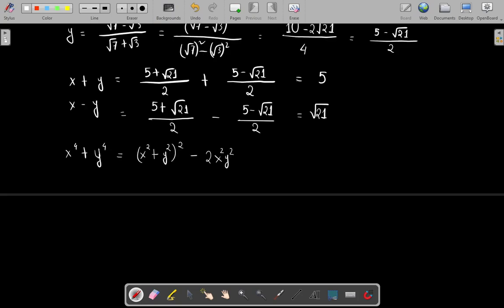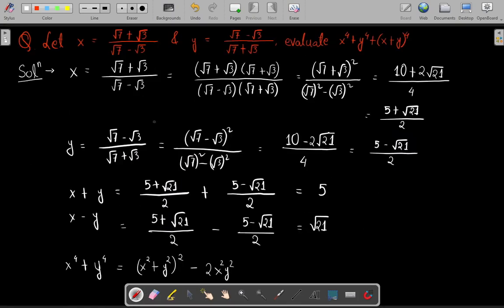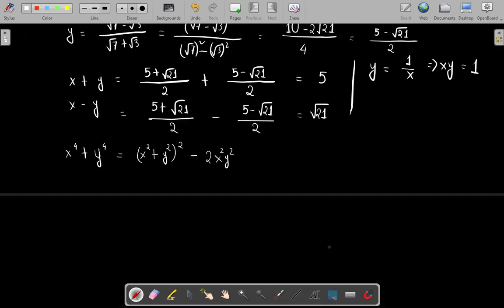So now if we go above, x plus y is 5, x minus y is root 21. Also, one thing we have to note is that x is (root 7 plus root 3) upon (root 7 minus root 3), and y is (root 7 minus root 3) upon (root 7 plus root 3). If we look carefully, we see that y is equal to 1 by x. It is the reciprocal, so we get xy equal to 1. Fine. So we can use xy equal to 1, and x square y square also will be equal to 1.